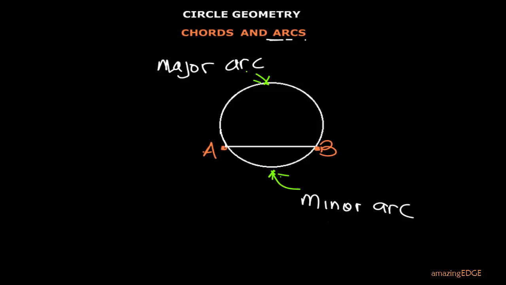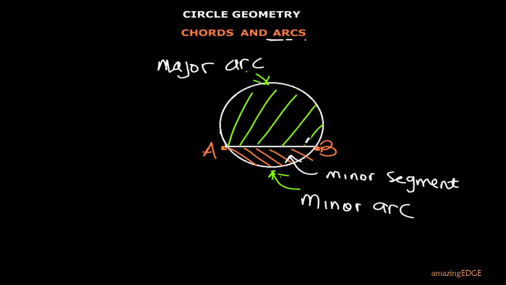Now, having talked about a major arc and a minor arc, this arc is just a curve, as we have said. Now, the region covered by this arc, we're going to define it. The minor arc covers this region. So this particular region, covered by this minor arc, is what we call a minor segment. While this region, covered by this major arc, is what we refer to as a major segment.